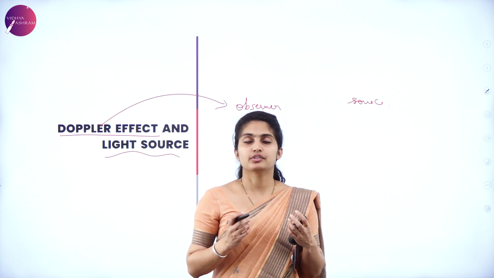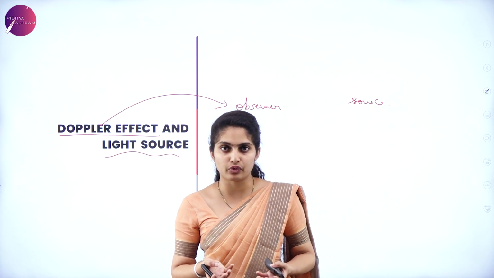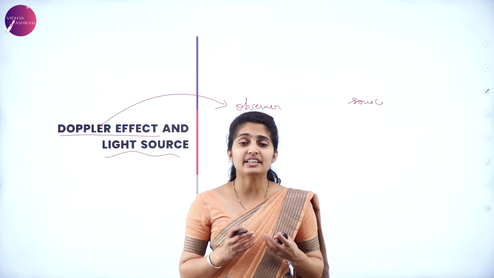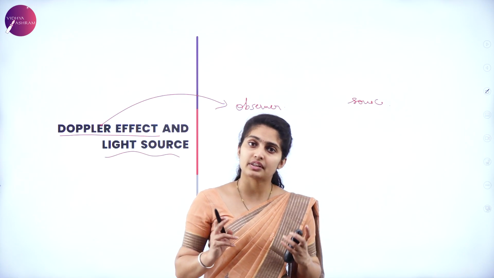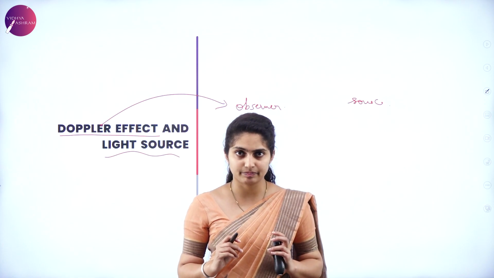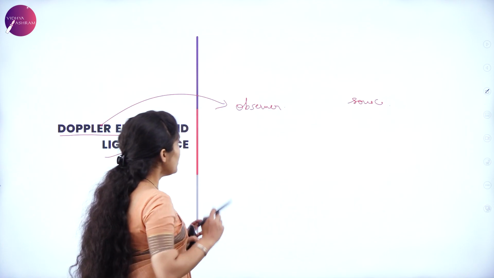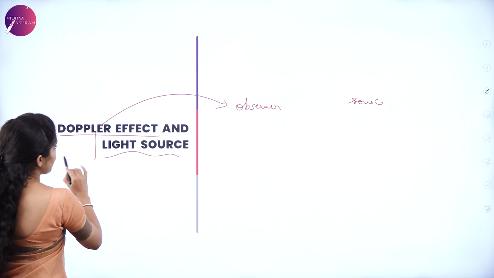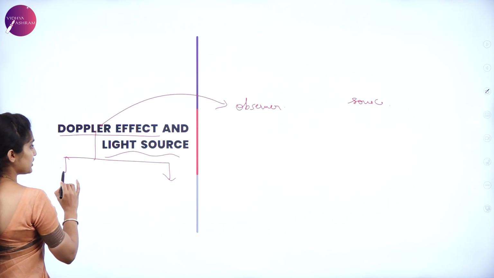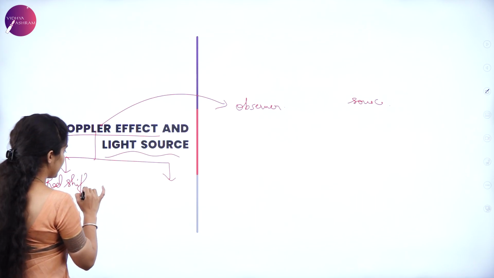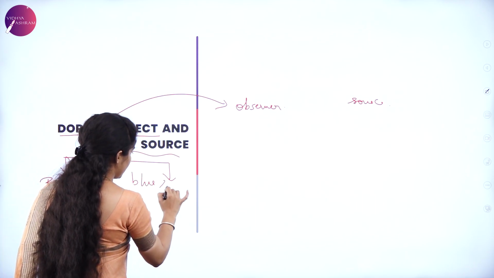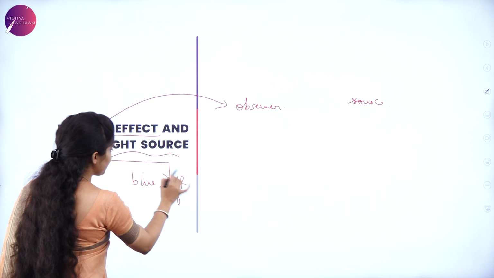Actually, when the source is very near to the observer, then the intensity is more. When the source is away from the observer, the intensity is less. Understood? So having this Doppler effect, we have got two types: one is red shift, another one is blue shift. Red shift and blue shift.